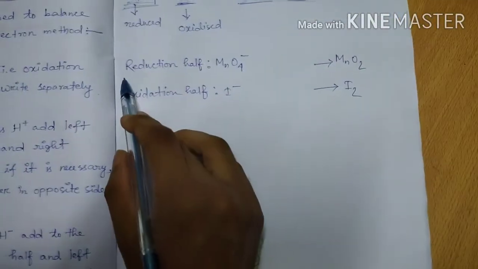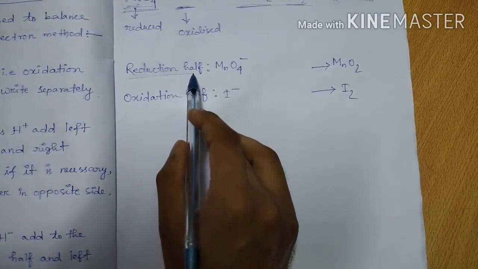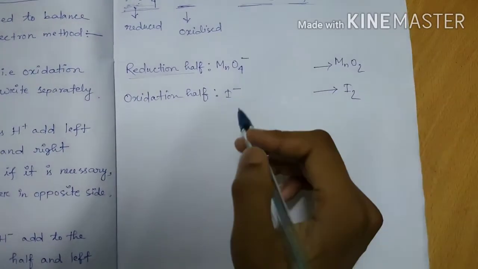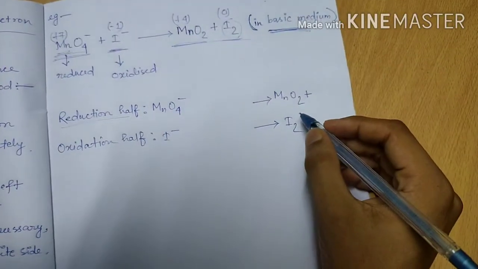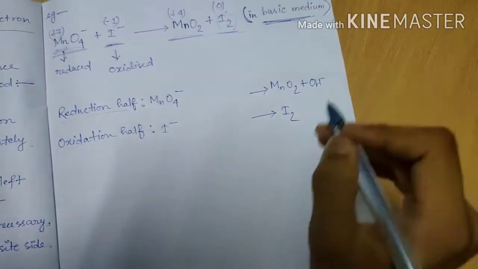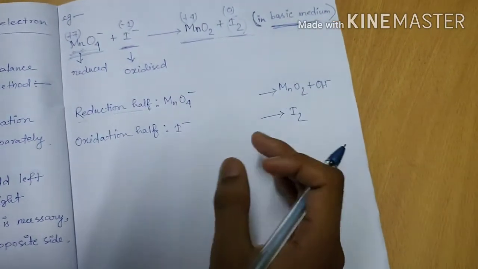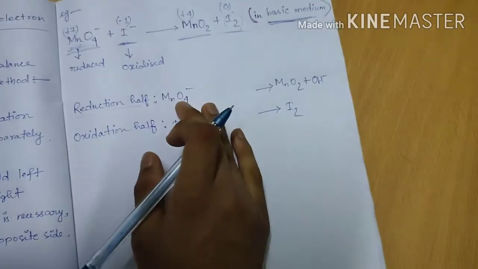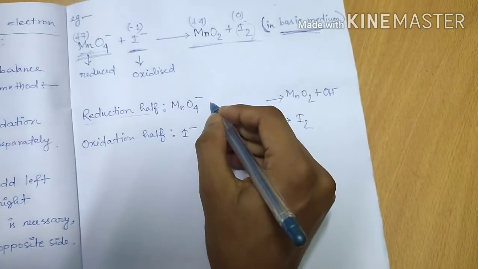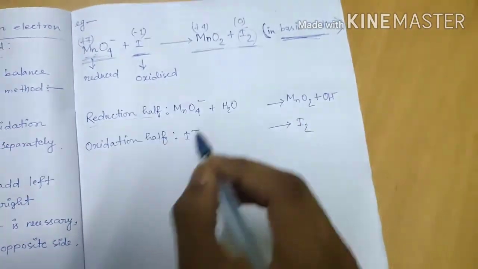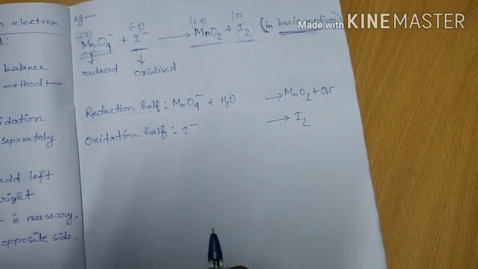So here the reduction half is this one, and we have to add OH negative to the right side of the reduction half. This one is the left side and this one is the right side, so we add OH negative here. At the same time, we add water on the opposite side, the left side, according to rule number 3. So here we add H2O. This is our rule number 3.